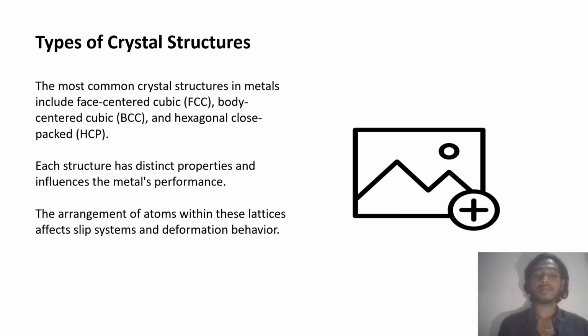Next, we move on to the types of crystal structure. The most common crystal structures in metals include face-centered cubic, body-centered cubic, and hexagonal close-packed. Each structure has distinct properties and influences the metal's performance. The arrangement of atoms within these lattices affects slip systems and deformation behavior.